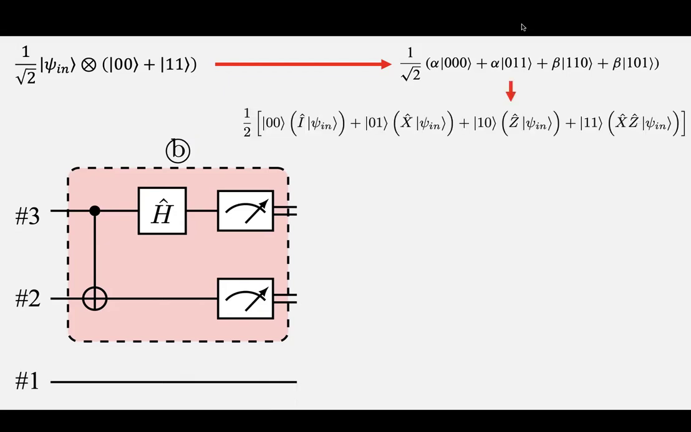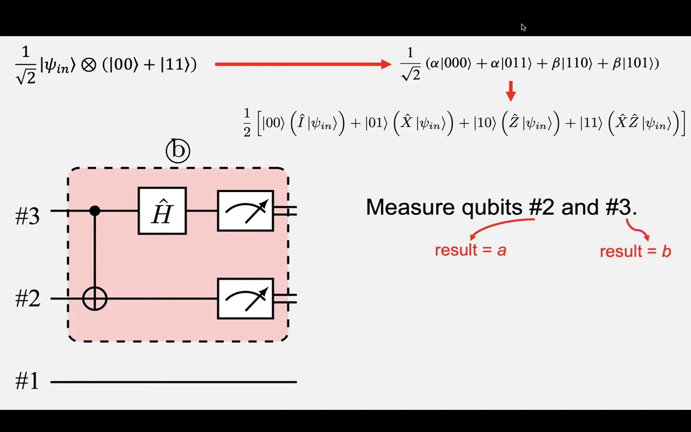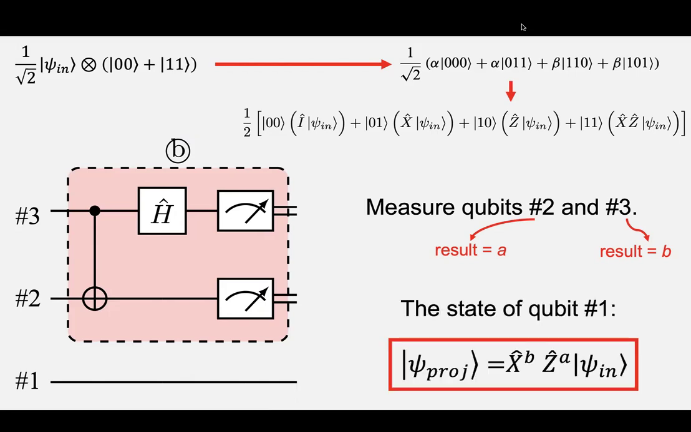Notice that the way it's written implies that if we measure qubits 2 and 3, qubit 1 will be rendered into a state that has ket psi in embedded in it. If the measurement outcome of qubit 2 is A, where A is 0 or 1, and the measurement outcome of qubit 3 is B, where B is also 0 or 1, then this means that the projected state of qubit 1 is this. A and B are classical bits that can be classically communicated, for example, by a phone call or an email message to whoever is handling qubit 1.